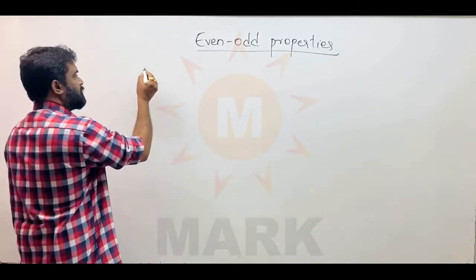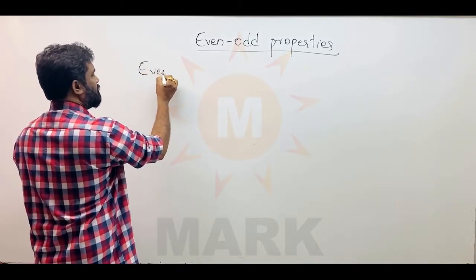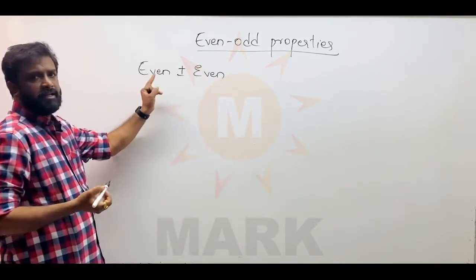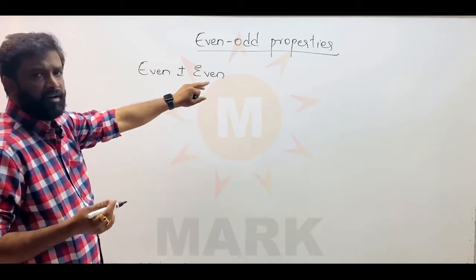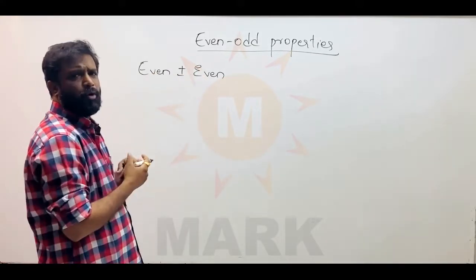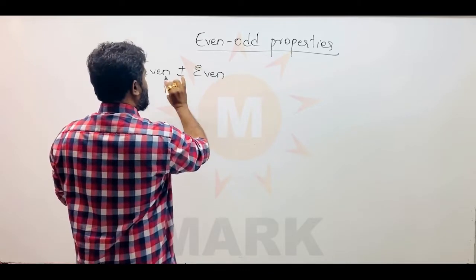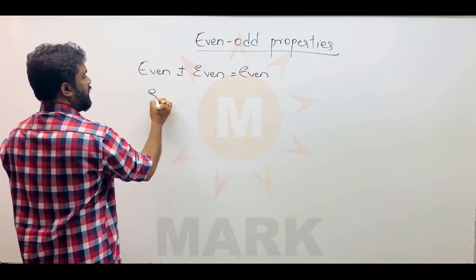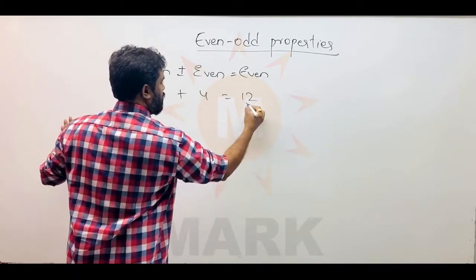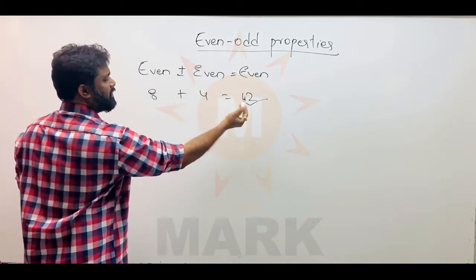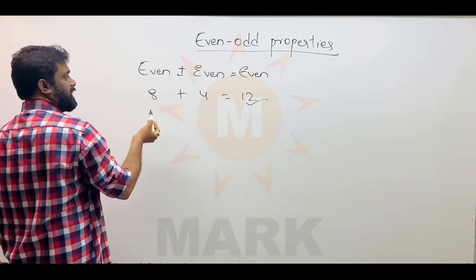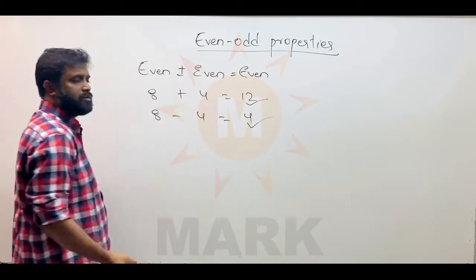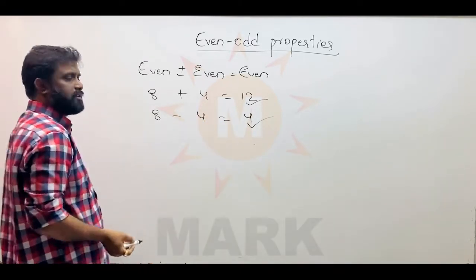Right? Suppose you take an even number plus or minus an even number. For minus, I am taking this one as the greater value and this one as the least value, so that we can get positive integers like natural numbers. So even plus or minus even will always give even. For example, 8 plus 4 is equal to 12. 8 is an even number, 4 is an even number, 12 is an even number. Suppose you take minus, some other numbers, 8 minus 4 will give 4. So 8, 4, 4, all three are even numbers.